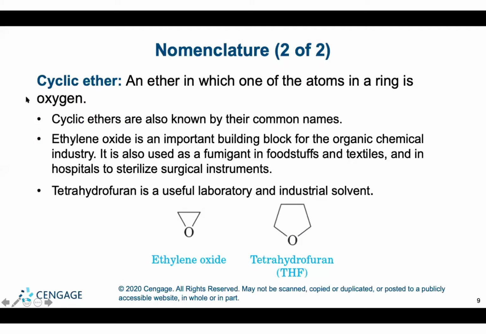We also have cyclic ethers. For example, here we have 2 examples of them, ethylene oxide and tetrahydrofuran. You don't need to know the names of them if they're not in your book. I just want the naming of the cyclic ethers that you can see in your book when you study your book.